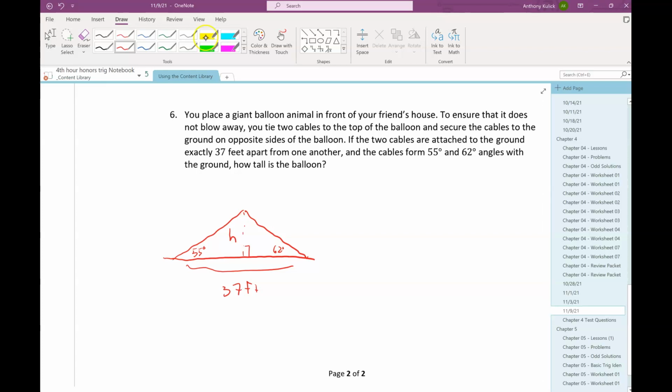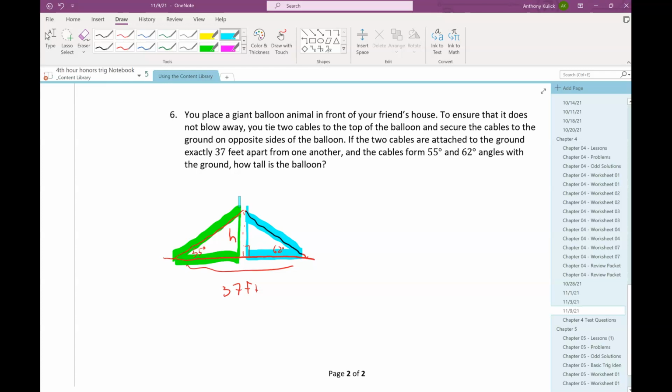So what I'm going to do is first observe that I have really 2 right triangles in here, right? I have this one and this one. Everybody good with that? Note that the bases of these two right triangles aren't just half of 37. Why is that not true?